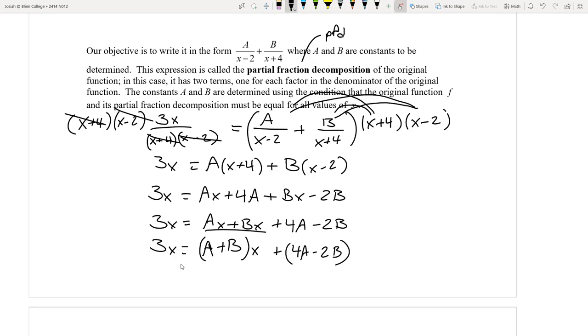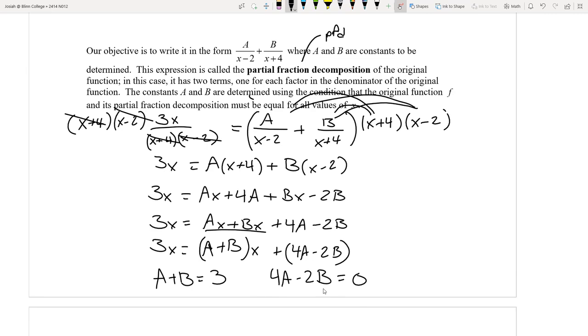And so like it says in this block of text here, the constants a and b are determined using the condition that the original function and its partial fraction decomposition must be equal for all values of x, which means that the coefficients must actually be the same. That means that a plus b must be equal to 3, and 4a minus 2b would be equal to, the constant on the left side here is actually 0. And so what that gives us then is a system of two equations with two unknowns.